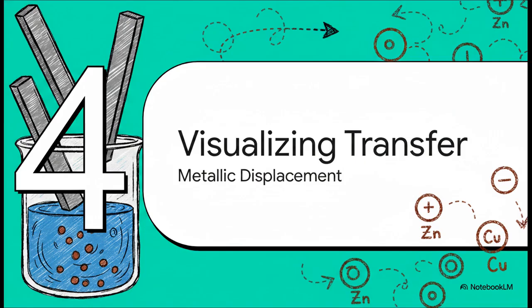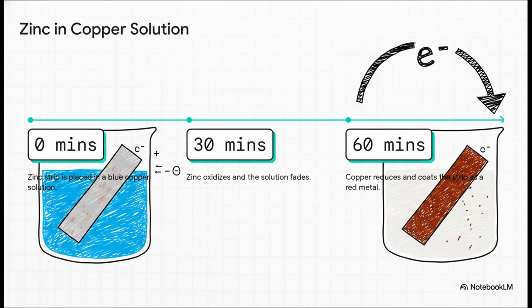placing a solid zinc strip into an aqueous copper nitrate solution. Over the course of an hour, you can physically watch the economy in action. It's like a tiny movie playing out in a beaker. At 0 minutes, you have this solid silver-colored zinc strip sitting in a bright blue copper ion solution.